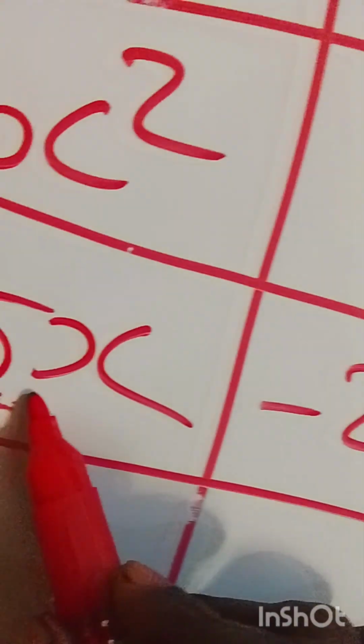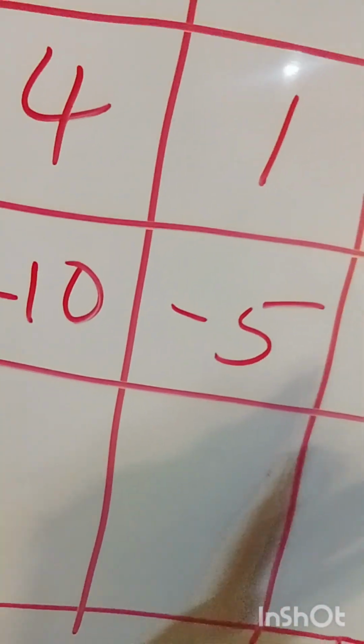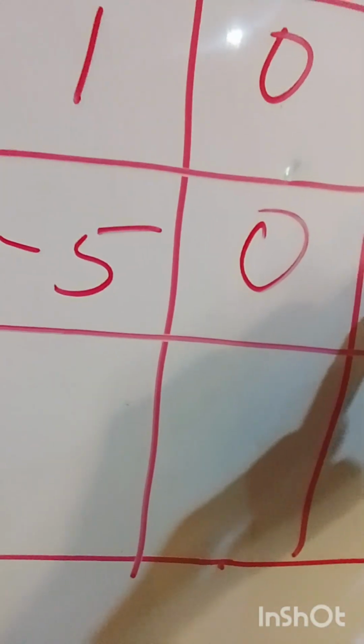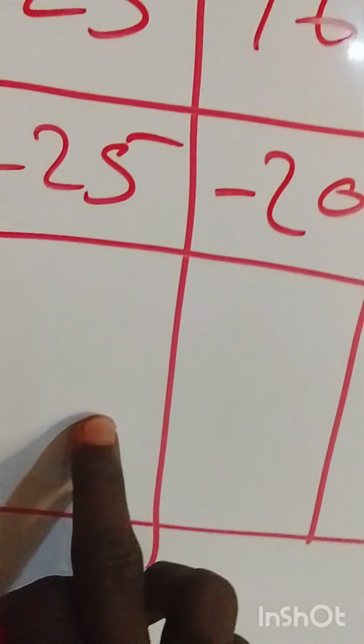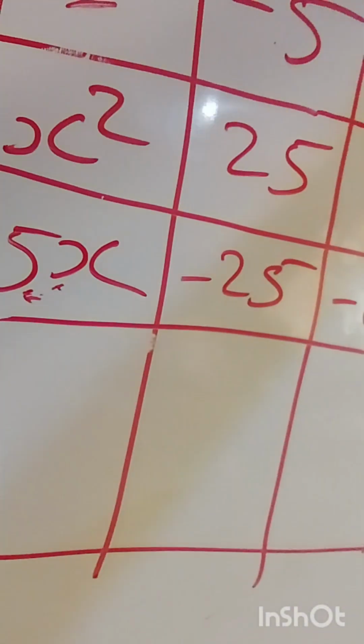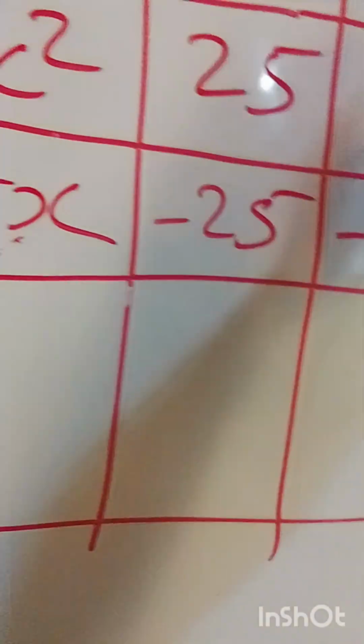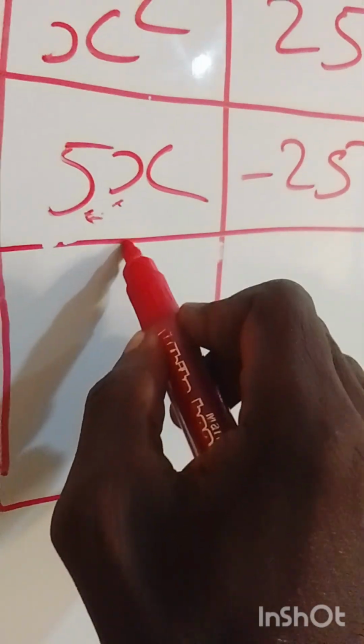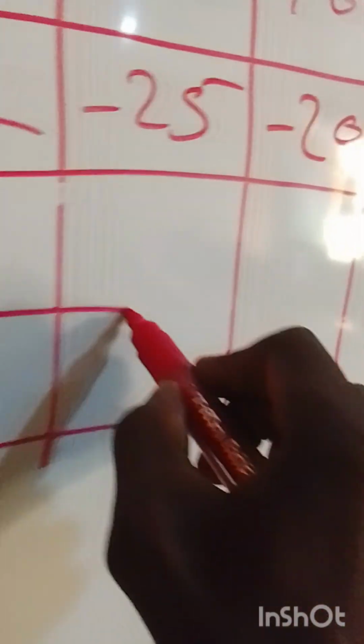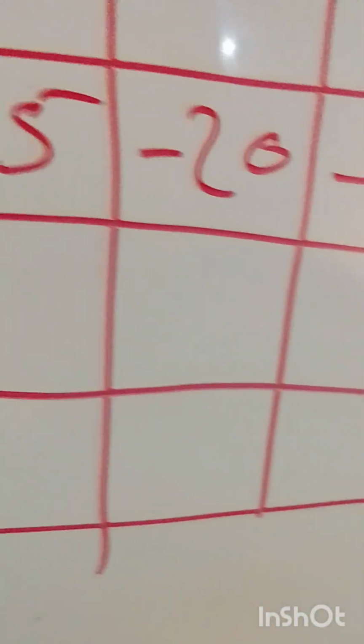Now, 5 times 0, we have 0. And 5 times 1, we have 5. Now, how will we fill this column? We are still going to use, here this is plus 5, plus 6. So we take down our plus 6 here. We divide the column again.